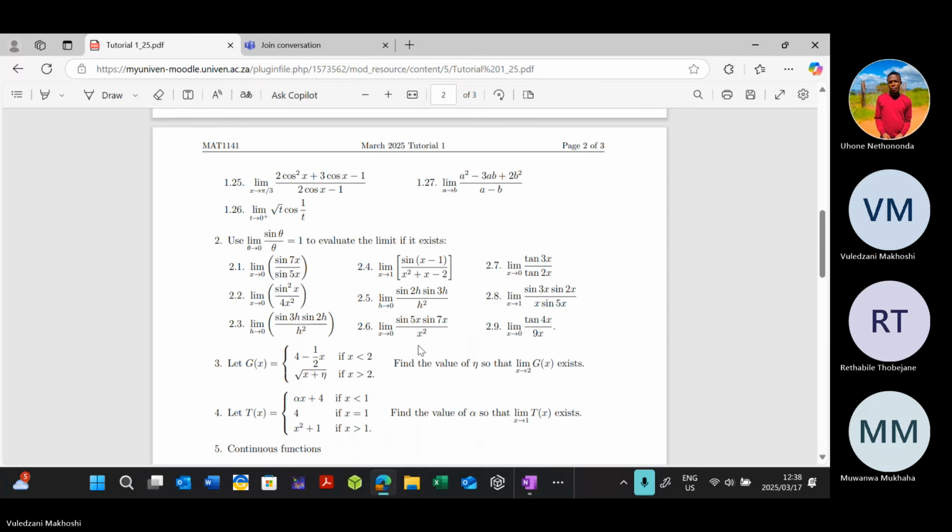I think 2.2 looks familiar. I think we have done it maybe in the quiz. Just look at it. 2.2.